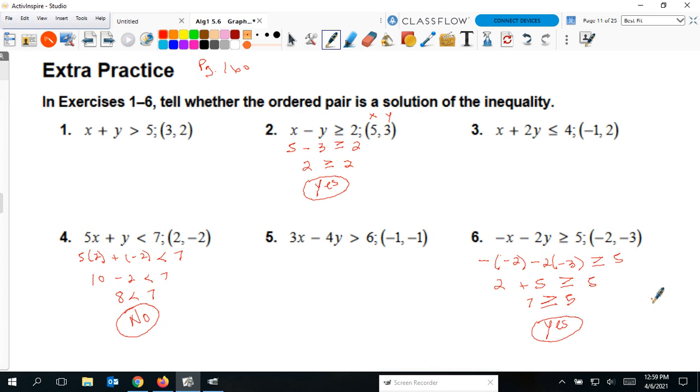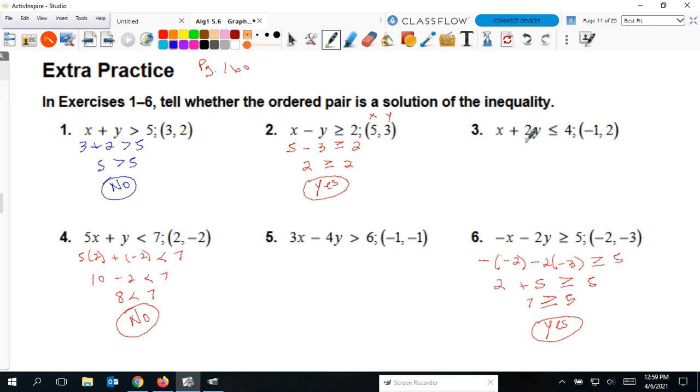All right, hopefully you got your answers for 1, 3, and 5. Let's go ahead and check these here. I'll do these ones in blue. So this one's going to be, you would say 3 plus 2 greater than 5. And 3 plus 2 is 5. Is 5 greater than 5 though? No, it's equal to. So this would have to be a no. Okay, because 5 is not greater than itself.